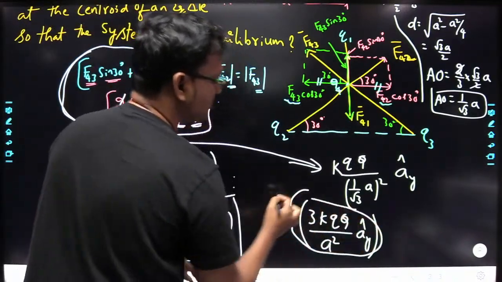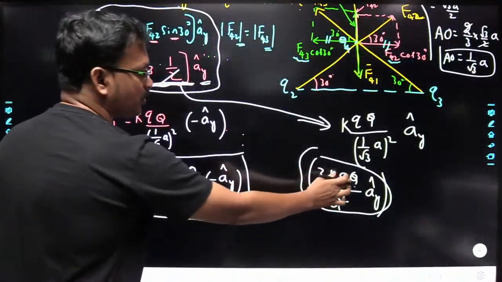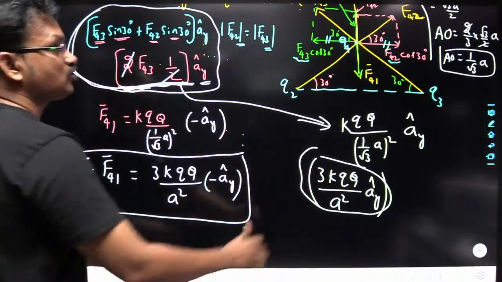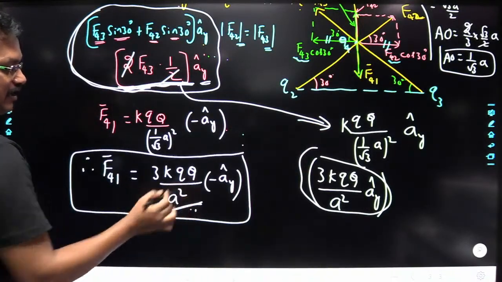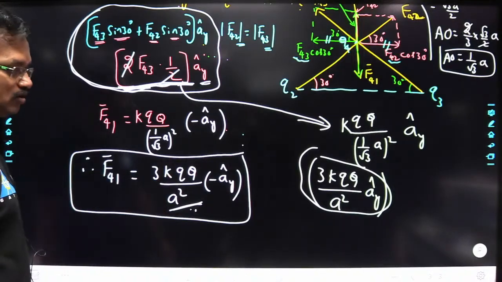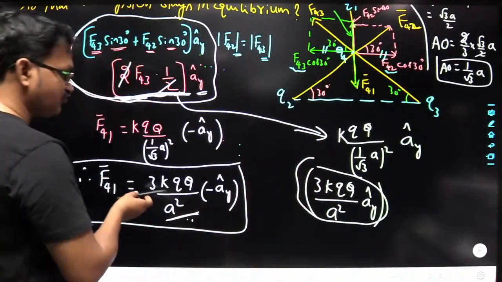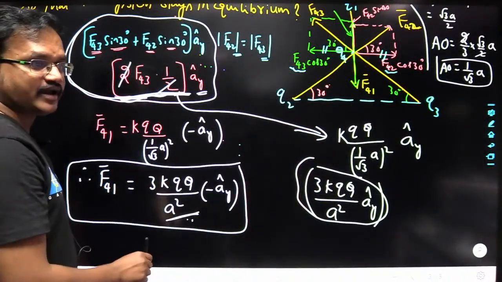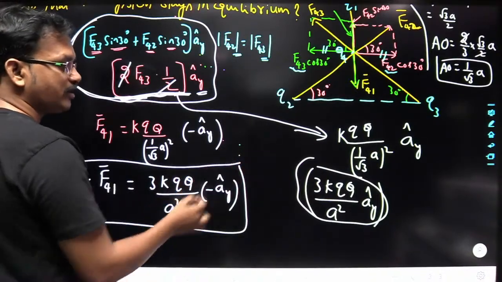Yes or no? So the net force that is acting in positive y direction is 3K q capital Q by A square, and the total force that is acting in downward direction is what here? 3K q capital Q by A square in negative y direction. Yes or no? So this force is acting in positive y direction and this force is acting in negative y direction. So if you add up these two, what are you going to get? You are going to get 0, or not?